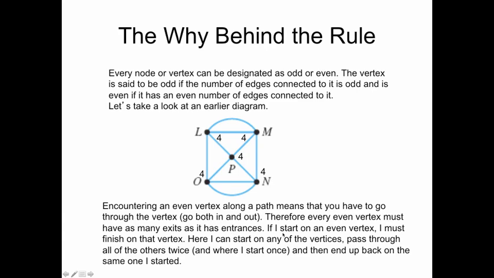So if I start on an even vertex, let's just say I start on M, I must finish on that vertex. Here's why: if I leave M through this path, then go around and do something and come into it here and then out here, then I'm going to have to come back into M to finish. My very last thing will be to come into there, and now there's nowhere else to go because I've already gone through all of these paths. So if I start on an even, I've got to end on that even. Okay?